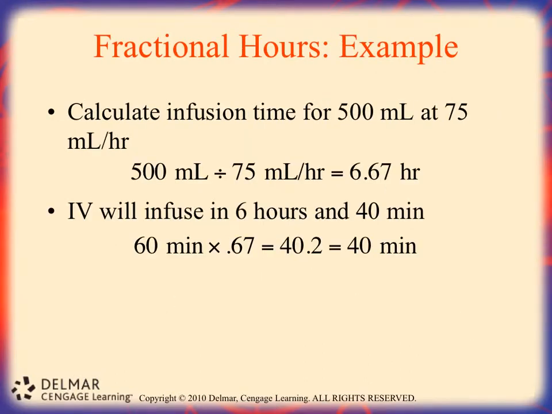So here you have another example. Calculate the infusion time for 500 milliliters. It's running at 75 milliliters an hour. You take your 500 milliliters, divide it by 75 milliliters an hour, and you come up with 6.67 hours. So you have to take your 0.67 times 60 to get your minutes. You will carry it to the tenth, and then you are going to round. So this IV would infuse in 6 hours and 40 minutes after we rounded the 40.2 to 40 minutes.